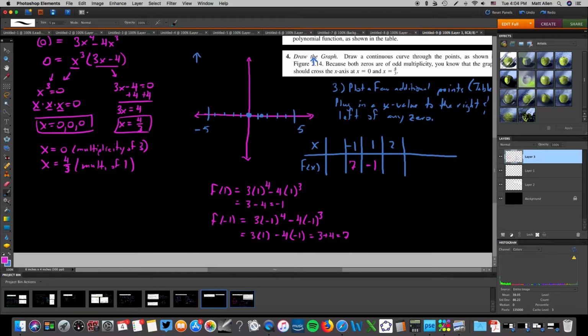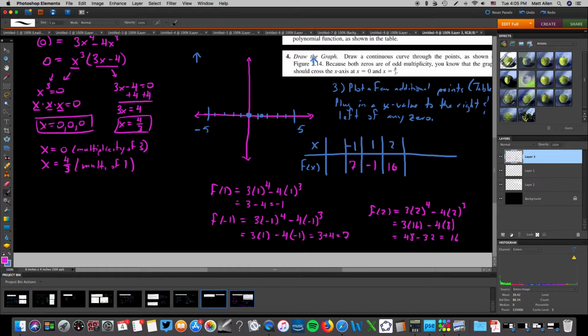Okay, so now last one we need to plug in, f of 2. I suppose we would get 3 times 2 to the 4th minus 4 times 2 to the 3rd. Doing our exponents first, we get 3 times 16 minus 4 times 8, which ends up being 48 minus 32, which comes out to be 16.